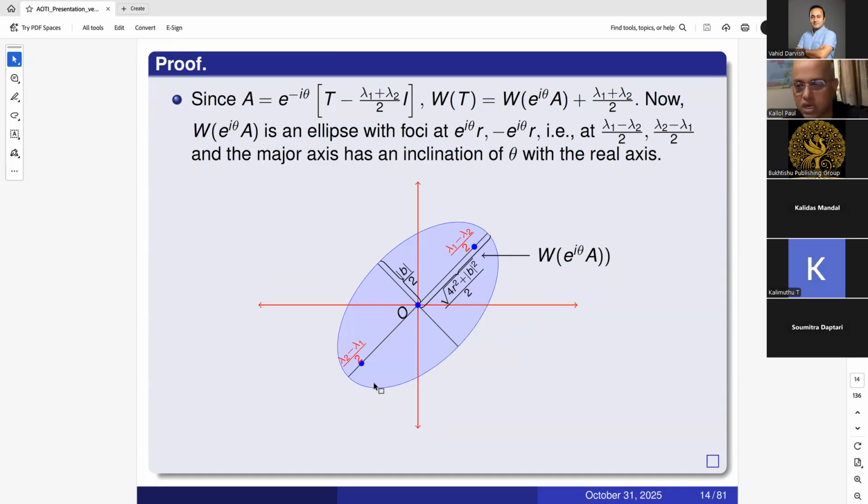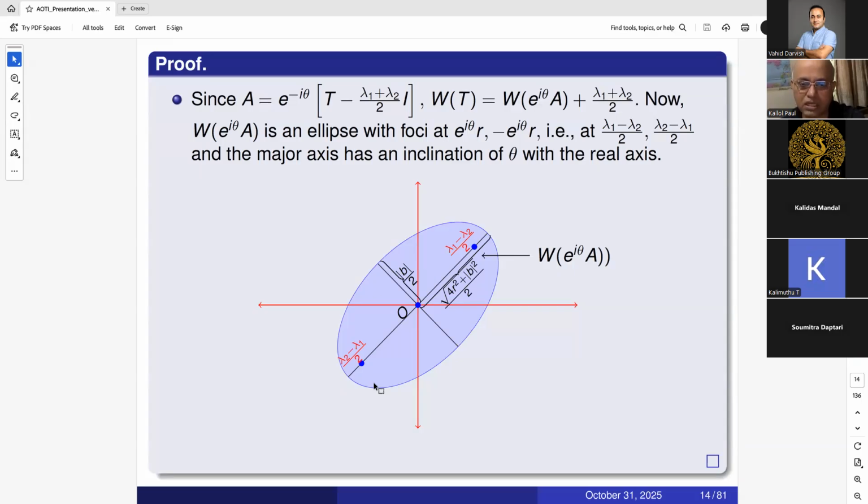So all of these are convex. So for a 2 cross 2 matrix, not only is it a convex set, it is actually an ellipse. So that is what the numerical ranges of 2 cross 2 operators look like.